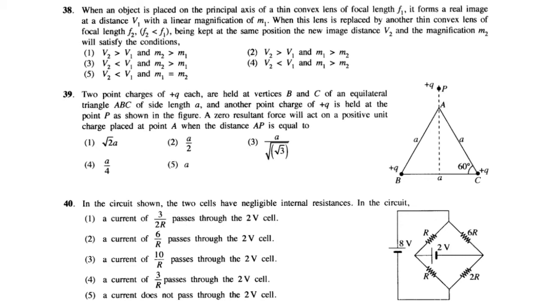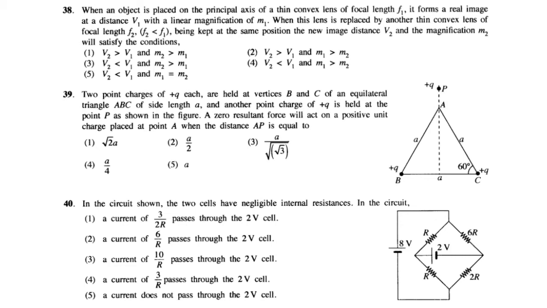Now we check for the forces acting on the charge at A due to the other charges. First we take the B charge. B and A are positive charges, so there will be a repulsive force on the charge at A. The magnitude of the force is given by Q1 Q2 divided by 4 pi epsilon naught R squared. Here Q1 is Q, Q2 is 1, and the distance is A. So you get Q over 4 pi epsilon naught A squared. We take that force as F.